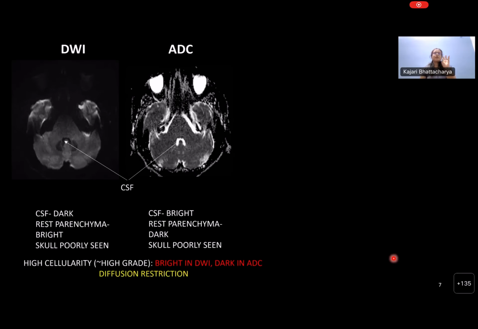Coming to the next section, I'll be teaching about only three sequences which will be very important to you. First is the T2, second is diffusion with an ADC. So what is DWI? DWI is diffusion weighted imaging, and ADC is the corresponding image to that, which is called the apparent diffusion coefficient. These two are always read together.